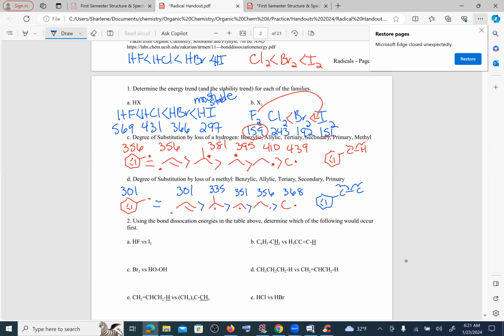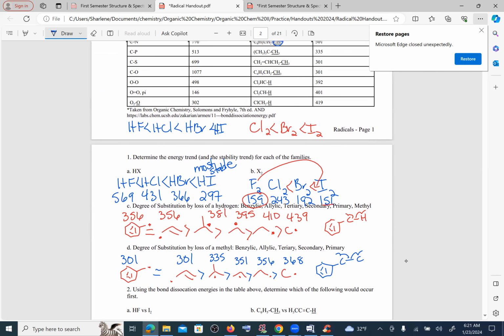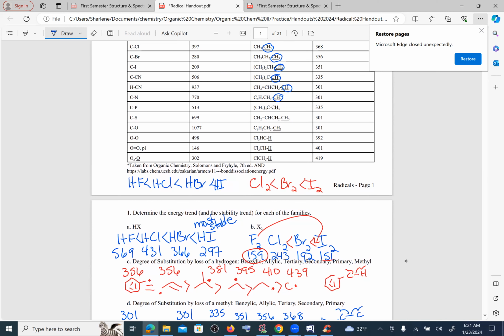Interesting. Now, again, we're not going to be going into radicals so much that we're going to have to nitpick, but it's the trends that are really, really important. Now, another trend, and I should have put it on here, I'm going to make a note to myself to go back and do this, is what about hybridization?